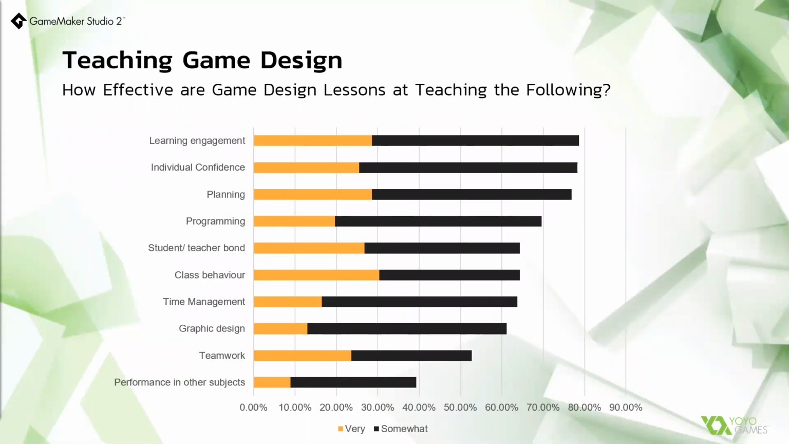So we sent out a questionnaire to our teachers at the start of November 2020, and the responses are consistent with when we did the same question back in 2019. What we asked was, how effective are game design lessons at teaching the following? And the top scorers, as you can see there, are learning engagement, individual confidence, teaching students how to plan, and also how to program. And there are some of the other softer areas that came out were the student-teacher bond and improvement of class behavior.